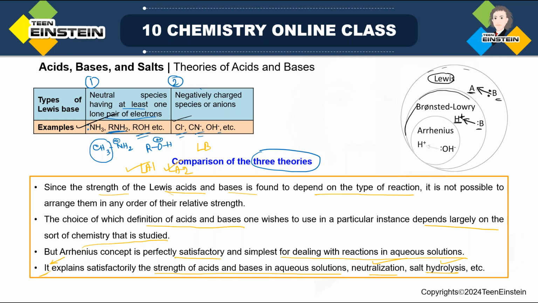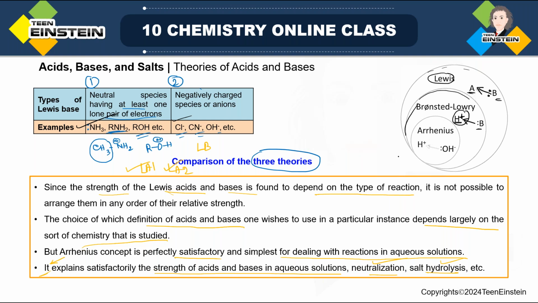Bronsted-Lowry is also fulfilling the criteria of Lewis, because Lewis says acids are those species which can accept an electron pair. Here in Bronsted-Lowry, though we are saying that acids are those substances that can donate H plus, in the reaction basically it is accepting an electron pair from the base. So it is also, somewhere, fulfilling the Lewis criteria.